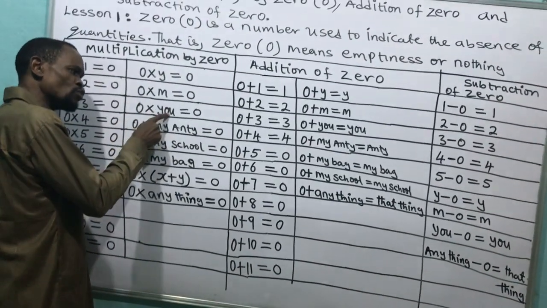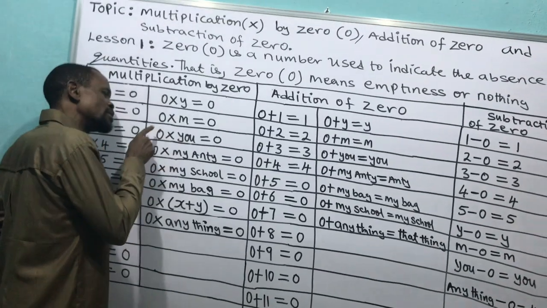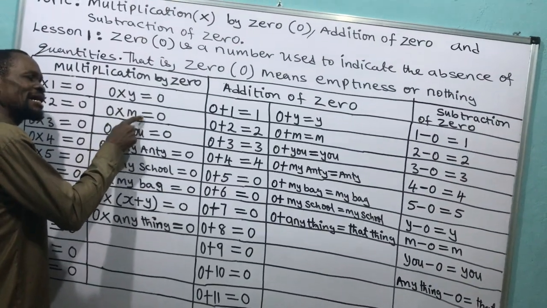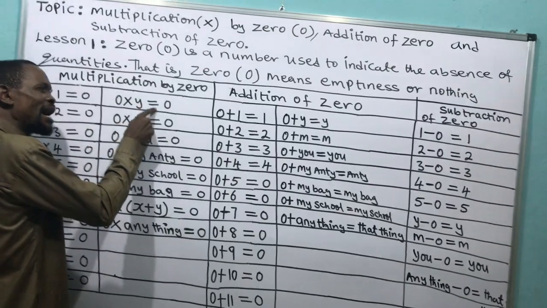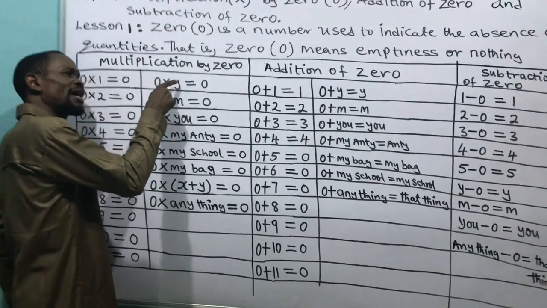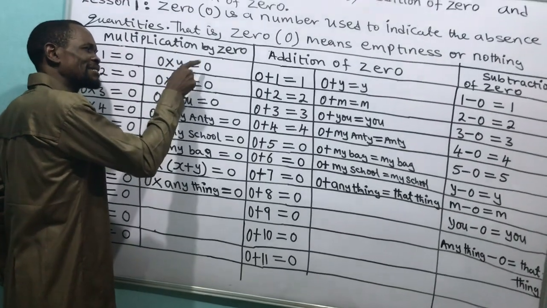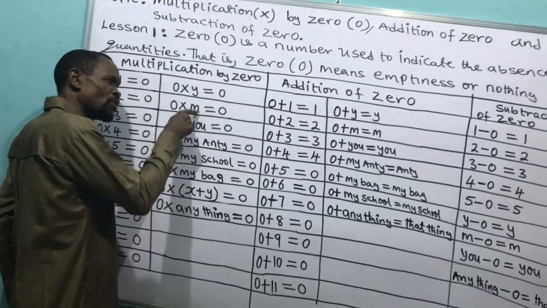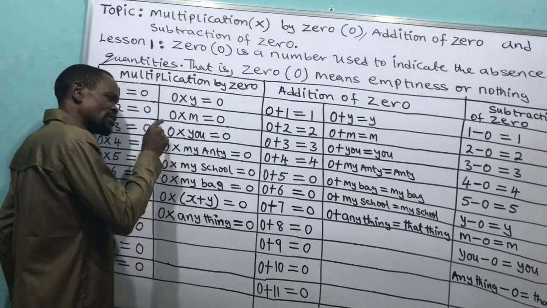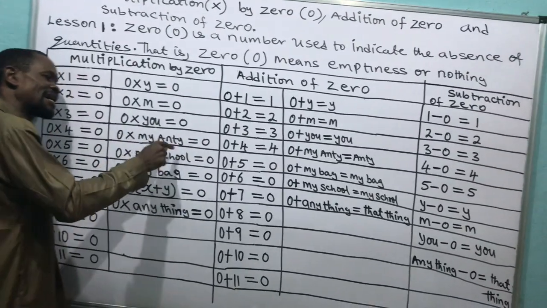When zero jams you, the answer is zero. That means zero times you means zero jam you. Zero times you, the answer is what? Zero. Zero times M, the answer is zero. Zero times Y, the answer is zero. This means zero jam Y, zero jam M, zero jam U, zero jam my auntie, the answer is zero.